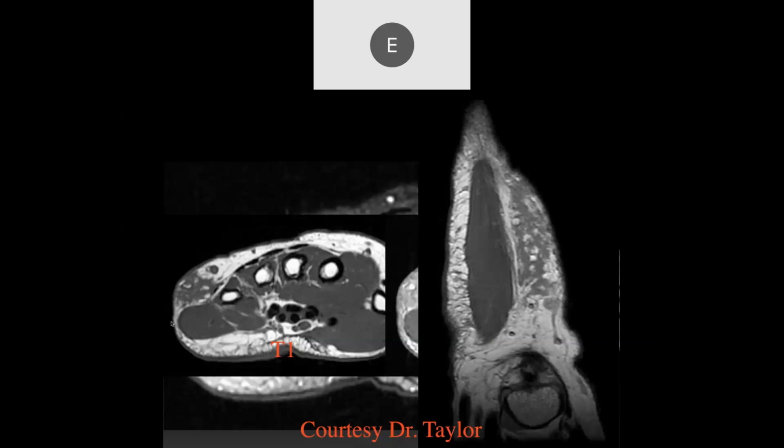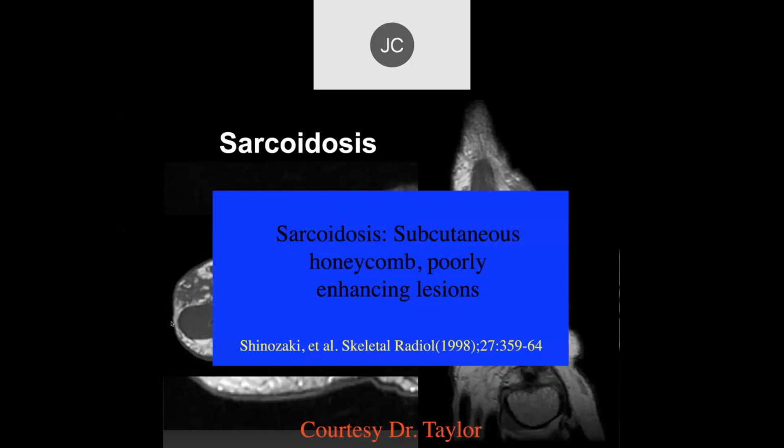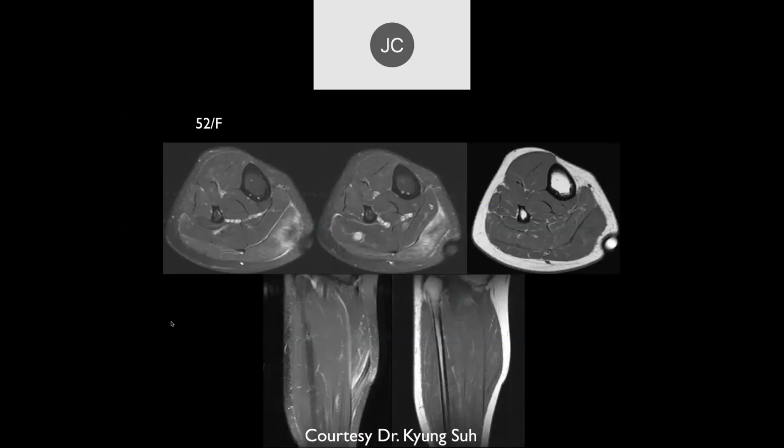So it's like a soft tissue infiltration. It looks like fibrosis, or looks kind of fibrous, doesn't it? Yes. And this turned out to be sarcoidosis. Okay. Typically it's seen with kind of subcutaneous honeycombing and poorly enhancing lesions on the skin. Okay, Tayson?